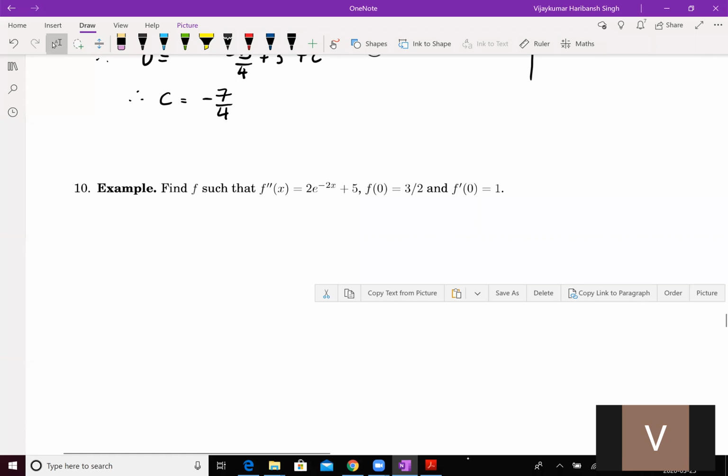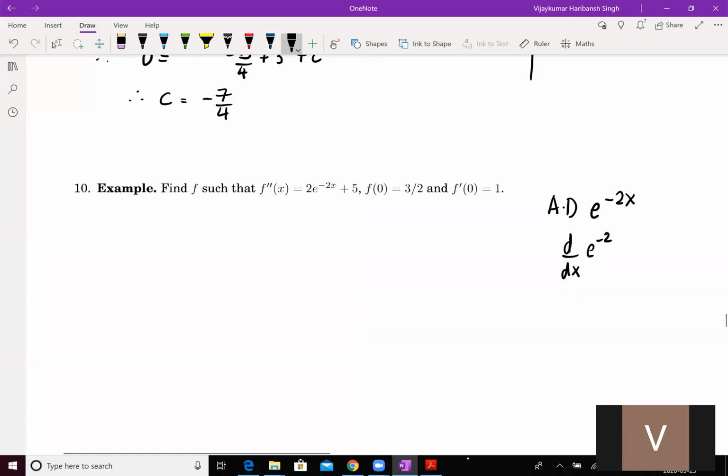All right. So first of all, what is the antiderivative of e to the power minus 2x? Let's look at the derivative of e to the power minus 2x. That is minus 2 times e to the power minus 2x, right, using the chain rule. So divide both sides by minus 2. So this will cancel off. So you see that the antiderivative of e to the power minus 2x is e to the power minus 2x divided by minus 2. Yep. So we'll use that here.